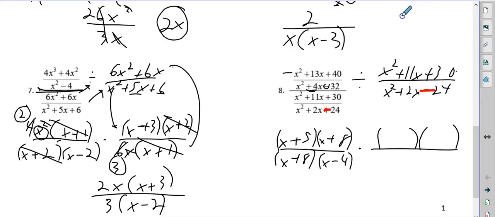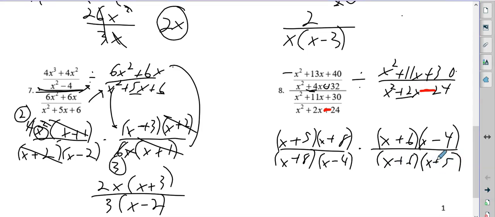I need two numbers that multiply to give me 24 that differ by 2. Well, that's easy. That's 6 and 4. 6 minus 4 is 2. And since this is positive, I want more positives than negatives. And then last but not least, two numbers that multiply to give me 30 that add to 11. Well, that's going to be 6 and 5. Both positive.